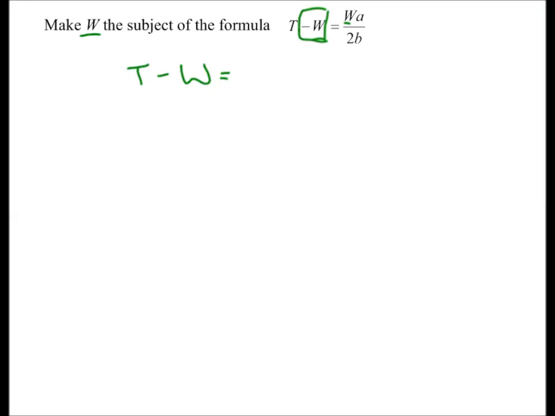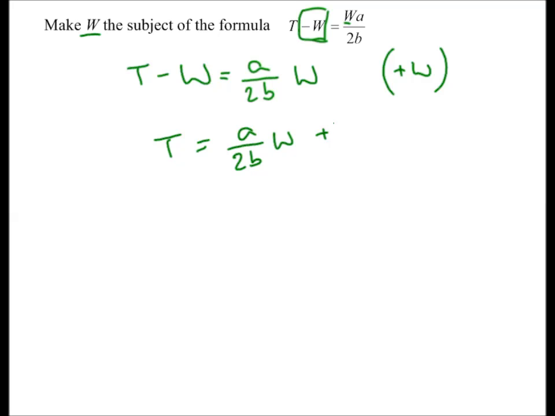I'm going to write this slightly differently. You'll find it really beneficial to be confident with fractions when you're doing your A-levels. So I'm going to write it like this, and hopefully you can see that a over 2b times w is the same as wa over 2b. I'm going to add w to both sides. So I get t equals a over 2b w plus w.